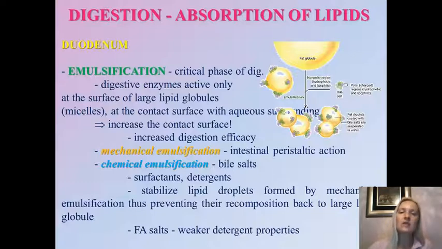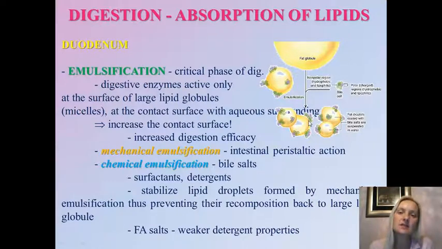But if you leave the mixture to stand still, an immediate aggregation of those small droplets back into huge fat globules occurs. So we have to prevent it. So mechanical emulsification is necessary, but not enough. So we have to stabilize those small fat droplets by binding of bile salts to them.